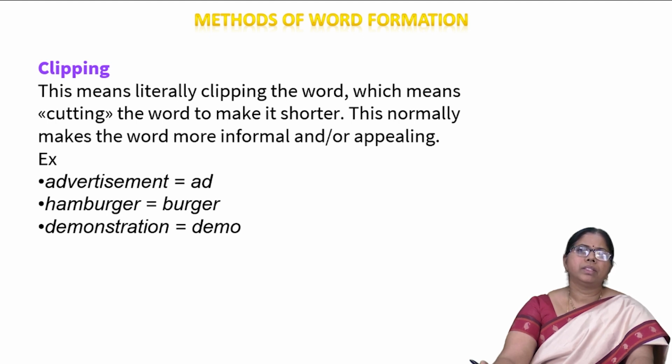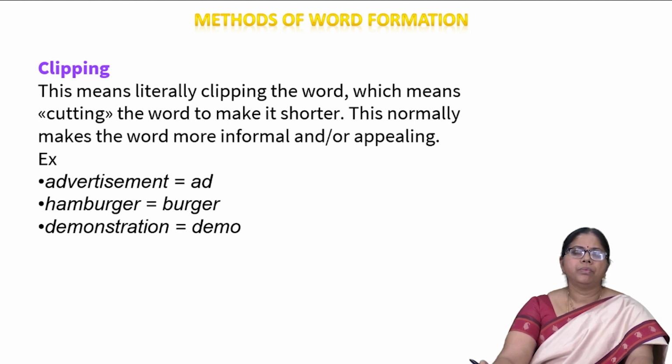For example, take the word advertisement. The formal word we use is advertisement. We clip the last part of the word and retain ad. So instead of using the whole word advertisement, we clip the word and use ad. Same with hamburger. We clip the first portion of the word and use burger. And demonstration is also a word; we clip the last portion and use the word demo.